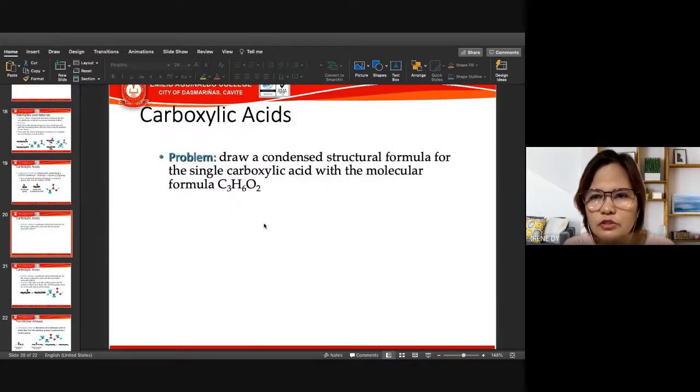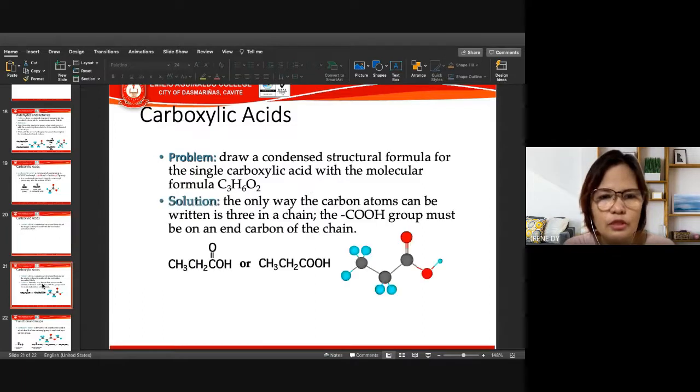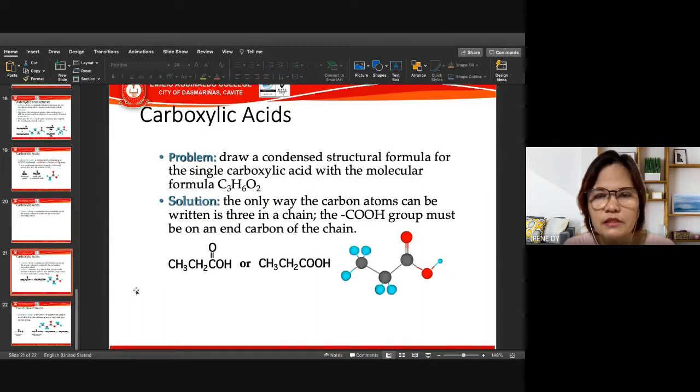Okay. So, now let's go for, okay, ito na. Draw a condensed structural formula for the single carboxylic acid with the molecular formula of C3H6O2. Okay, so tingnan natin. Mag-draw ka raw ng carboxylic acid. The only way the carbon atoms can be written is 3 in a chain. Okay? So, sabi ko kanina ito. Ako, okay ako dito eh.